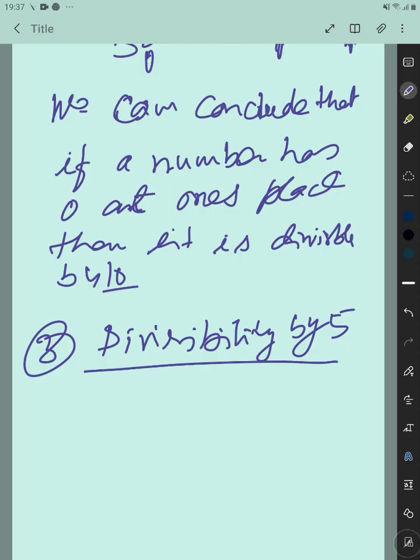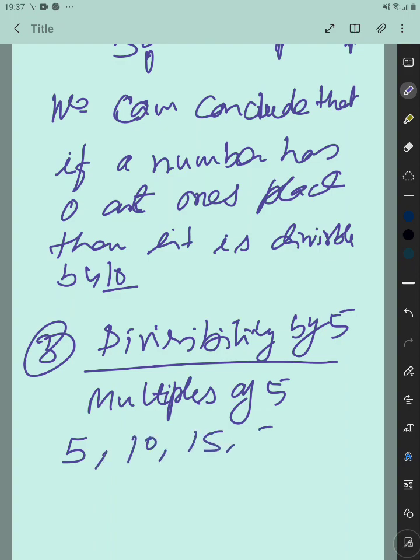So for finding out the divisibility by 5, we write the multiples of 5. So what will be the multiples of 5? You can write the table of 5, okay. 5, 10, 15, 20, 25, okay. Keep writing 30 and so on. You can write up to 50, then 55.